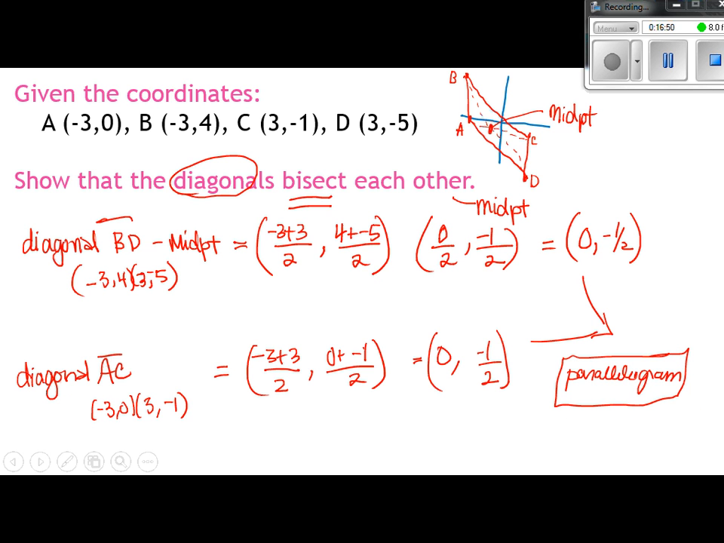Okay, so we used three formulas to help us determine if our quadrilateral that we were given is in fact a parallelogram. And we are going to use those formulas to practice that tomorrow.